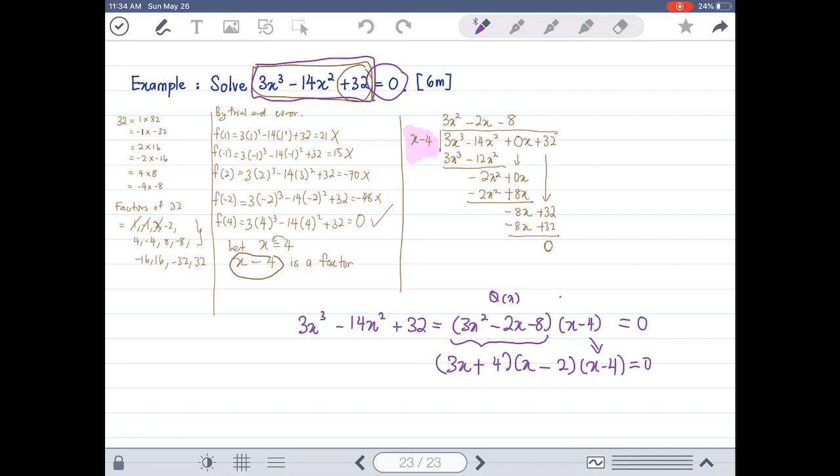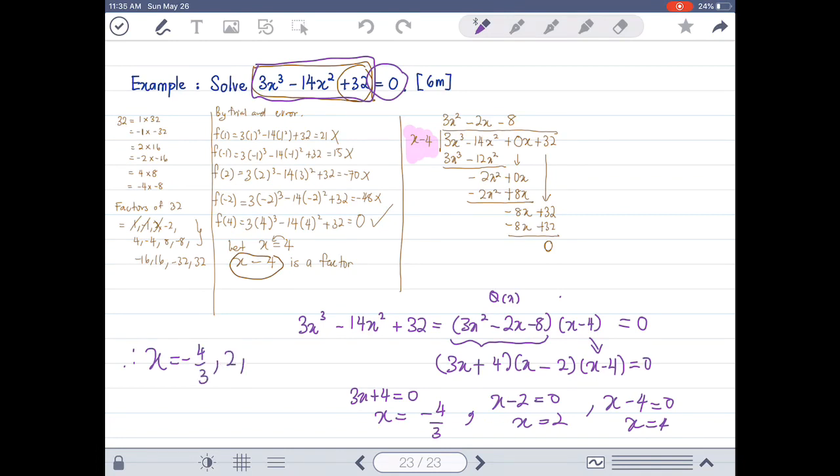Okay, now we have 3x plus 4 equals to 0. Hence, x equals to negative 4 over 3. Second one, x minus 2 equals to 0. Hence, x equals to 2. The last one is x minus 4 equals to 0. x is equal to 4. So final answer, x is equal to negative 4 over 3, 2, 4.